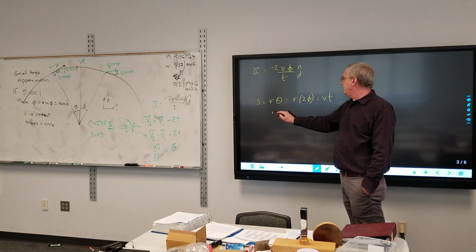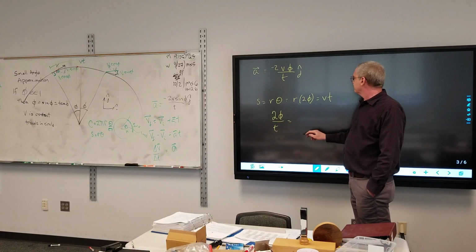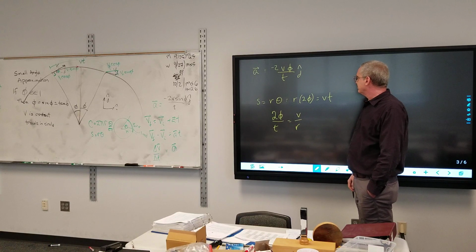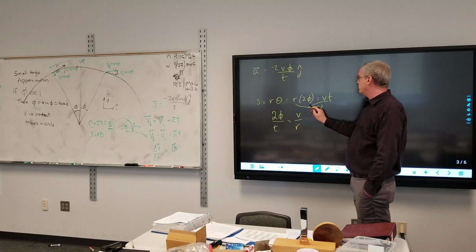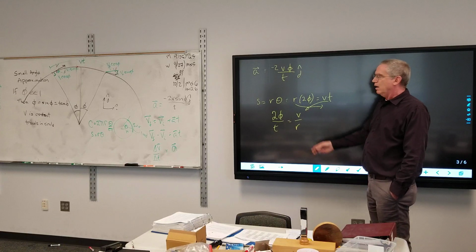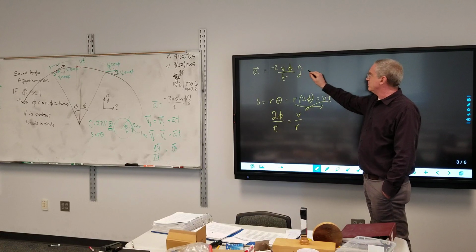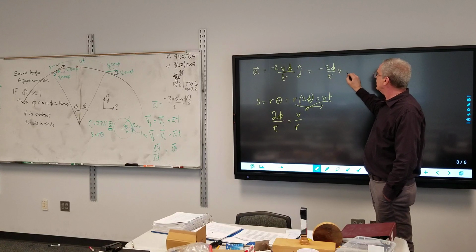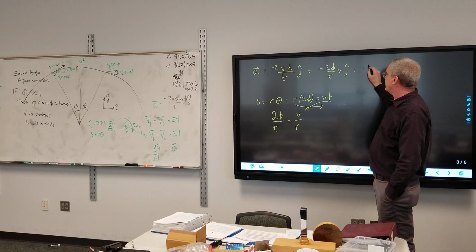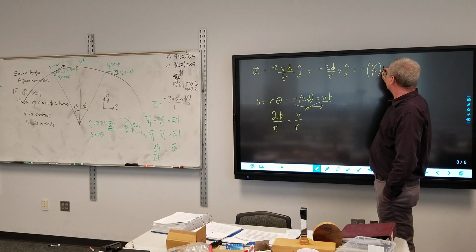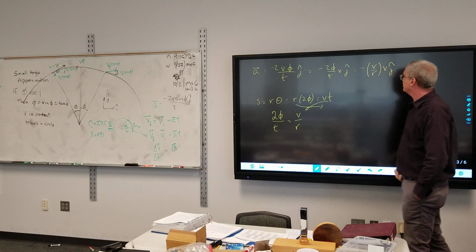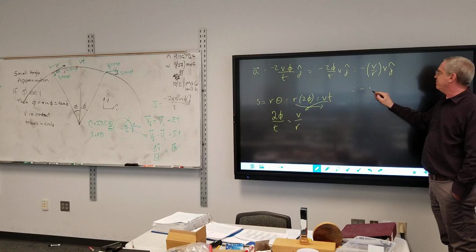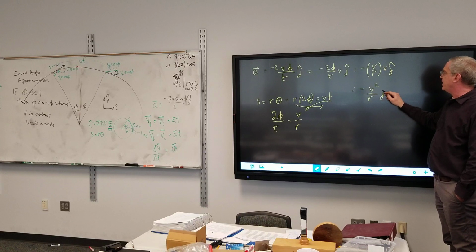So therefore, 2 pi divided by t is just v over r. Bring r over to this side, t over to that side. I just happen to have 2 pi over t right here. So it's negative 2 pi over t times v, j hat, which is negative v over r times v, j hat, which is negative v squared over r j hat.